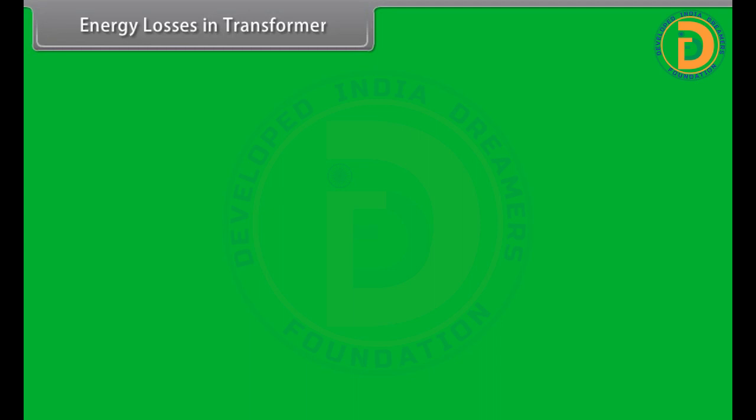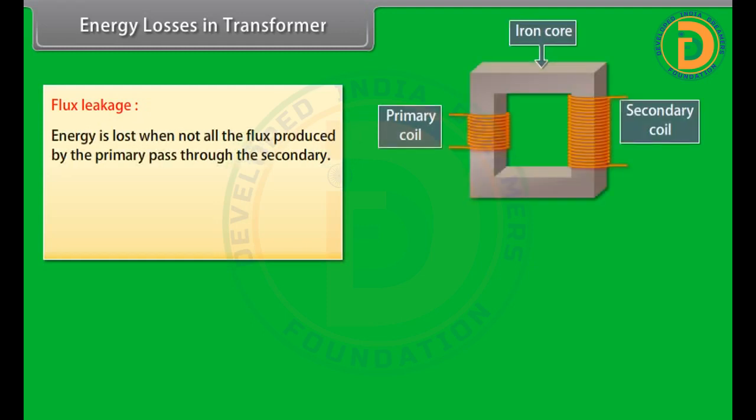Energy losses in transformer. There are some energy losses in transformer as follows. Flux leakage. Energy is lost when not all the flux produced by the primary passes through the secondary. This loss can be reduced by winding the primary and secondary coils one over the other.